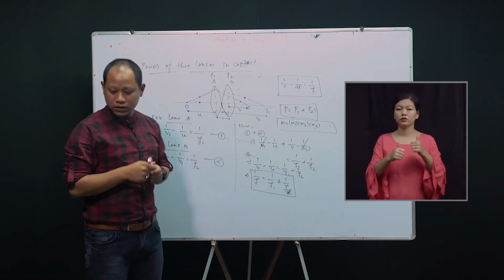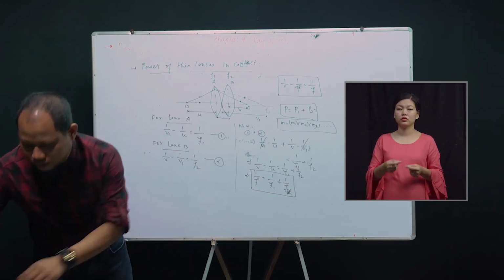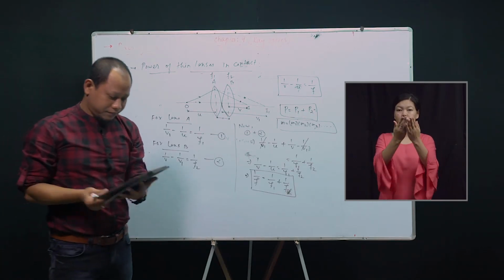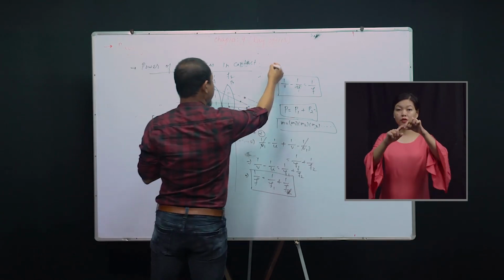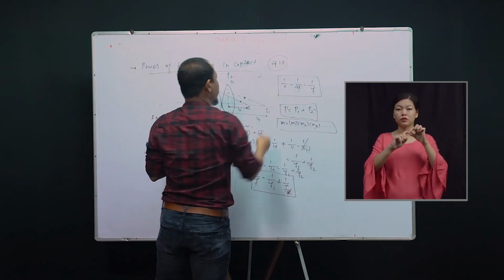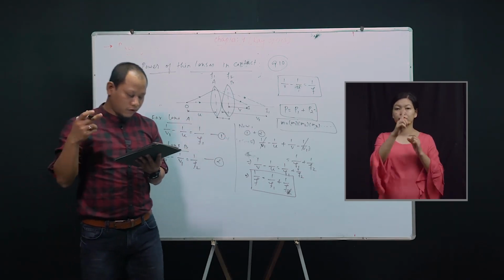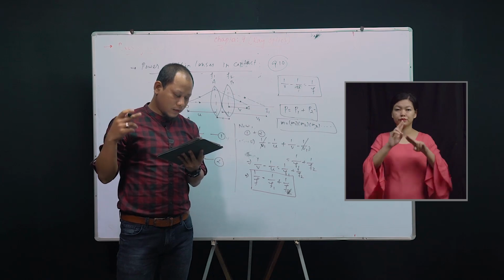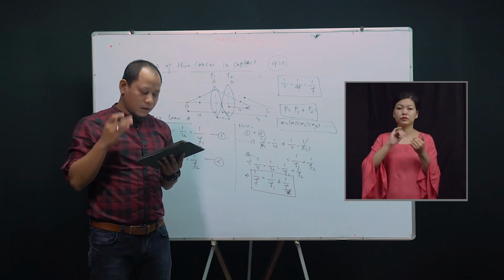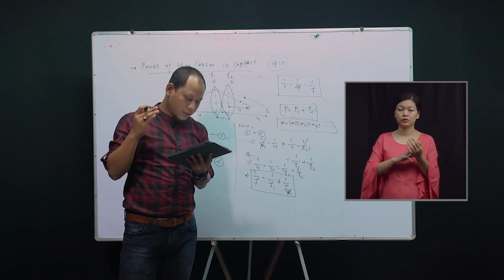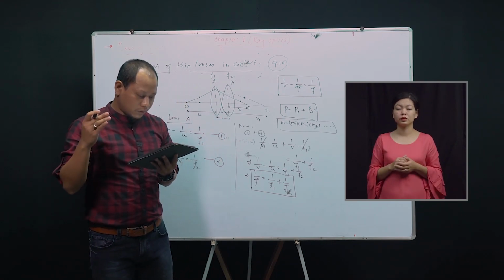Now we'll solve one numerical from the exercise. Dear students, in your exercise, question 9.10, which means question number 10. Here we have the question: what is the focal length of a convex lens of focal length 30 centimeter in contact with a concave lens of focal length 20 centimeter? Is the system a converging or diverging lens?